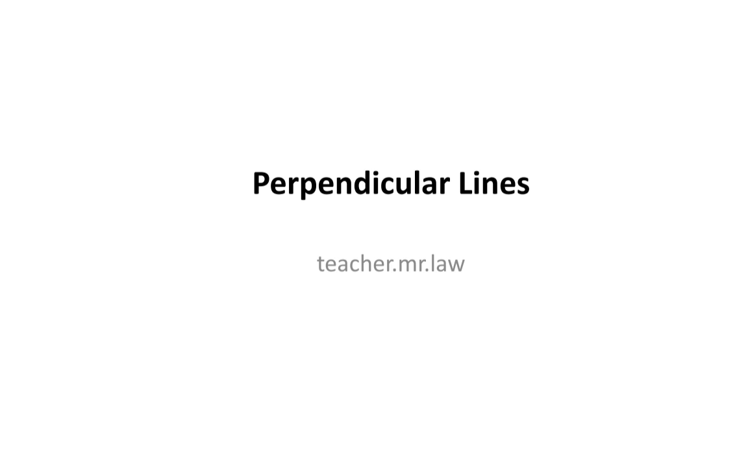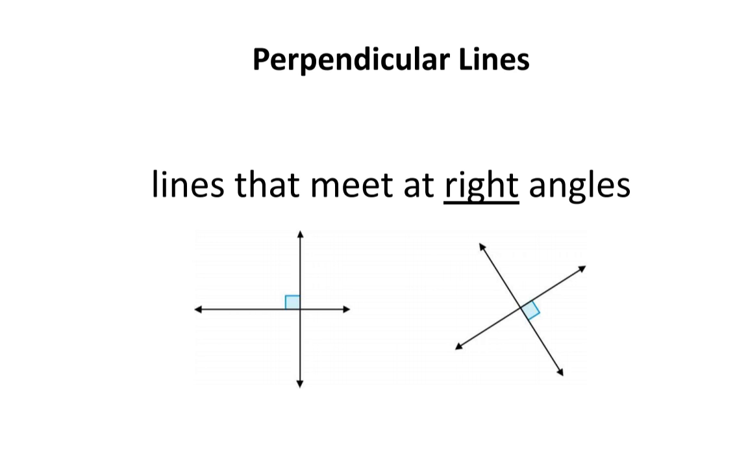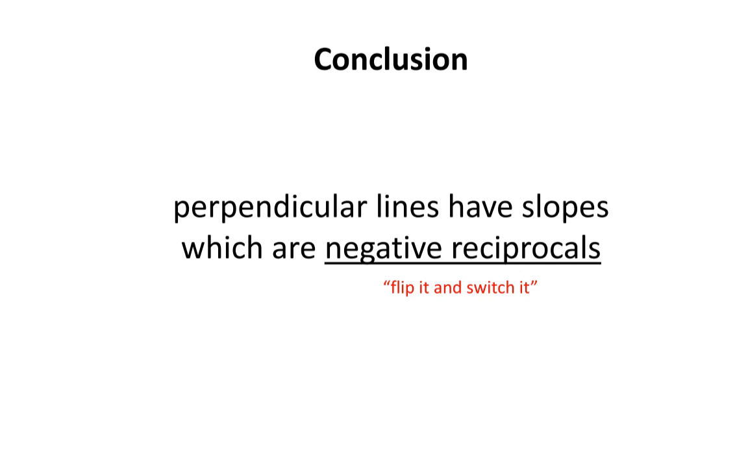In today's lesson, we'll be learning about perpendicular lines. In a previous lesson, we learned that perpendicular lines are lines that meet at right angles. If you recall, a right angle is 90 degrees, and we would have seen these in right triangles. A right angle is indicated by this small square.